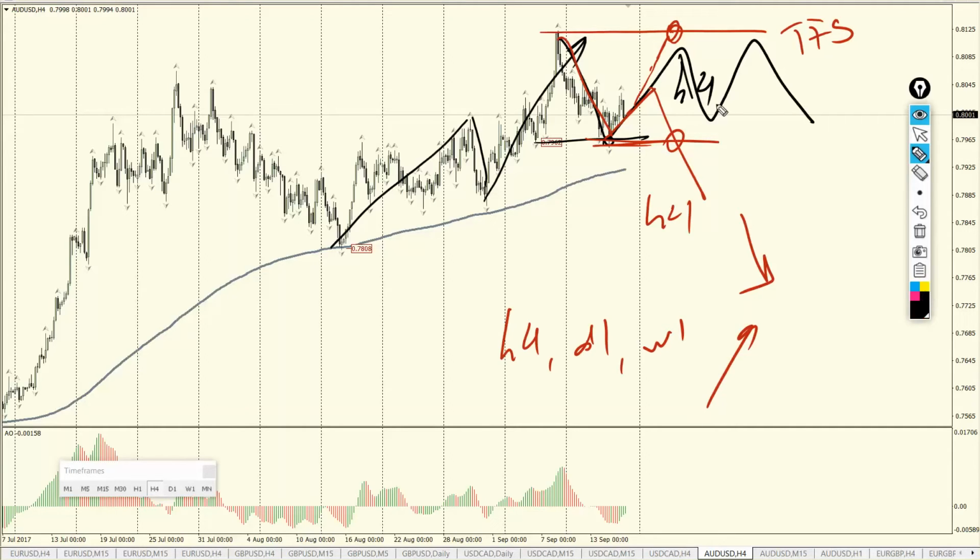As long as we're between those points, I will just stay away from this pair and wait until we break through any of those reference points.